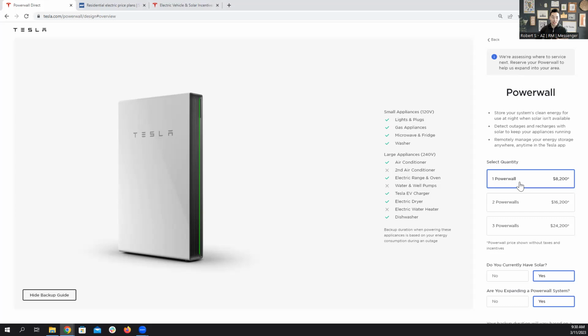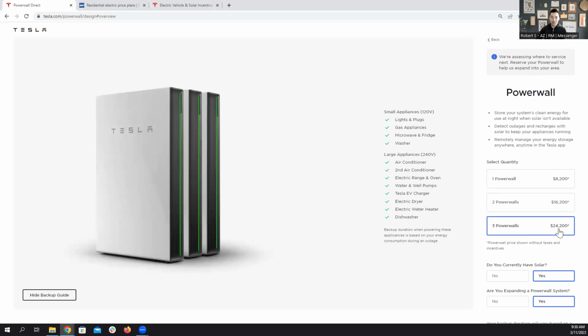So for someone in Arizona, or if you're using a lot of power during peak times, three Powerwalls at $24,200 will give you many days of backup power, as well as power you through all of the peak times in the winter and the summer. And after the tax credit, you're looking at like $17,000 for this and unlocking insanely low rates.